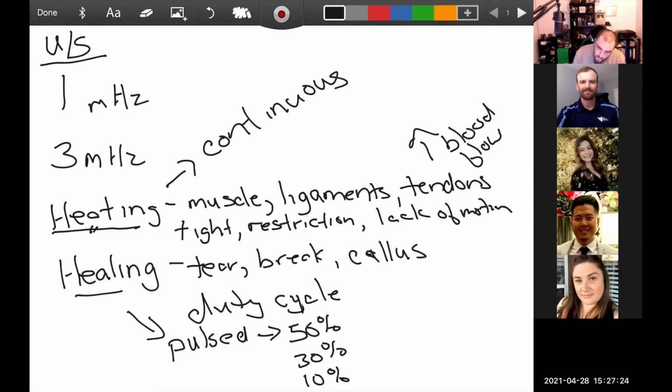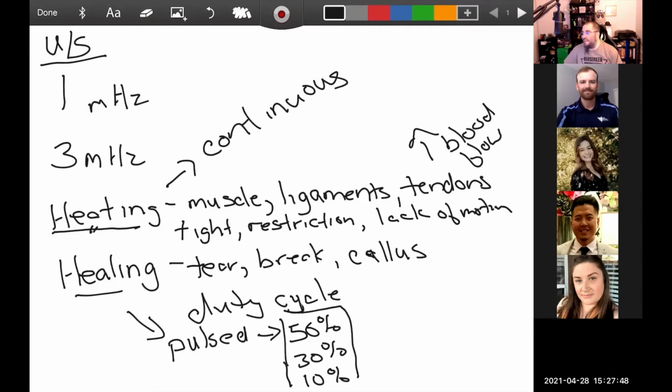So when we look at these duty cycles, one of the things I'll always say to students is it's always safer to start low and go higher. Let's start at 10% and go to 30. Let's start at 30% and then go to 50. It's always okay to do that.